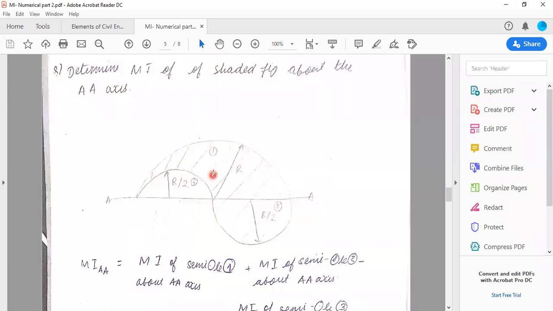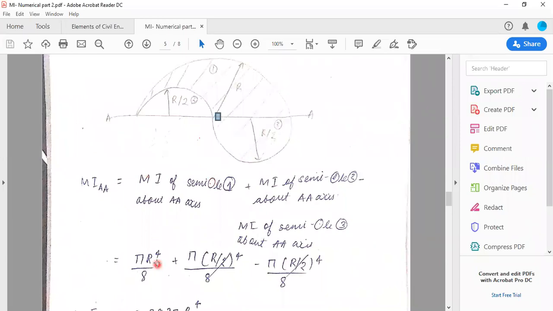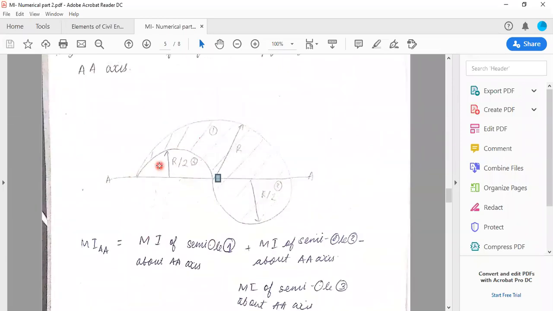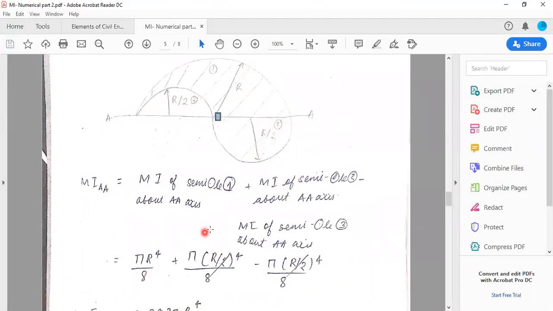So when he says shaded, only this is the shaded area. So I'll have to write MI of a semicircle about the base AA, bigger circle, plus MI of a smaller circle about the base minus MI of a smaller circle about the base, that is this. So 1, 2 and 3. When I'm writing MI of a semicircle about the base, it is pi r raised to 4 by 8. Okay, formalize here. So in case of a bigger circle, r is capital R. So pi r raised to 4 by 8.